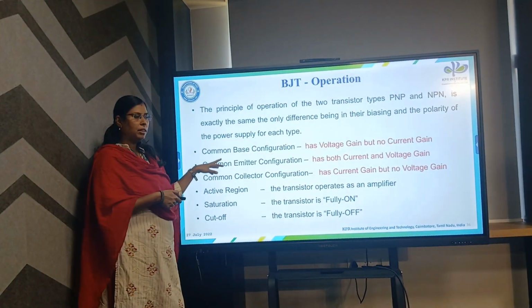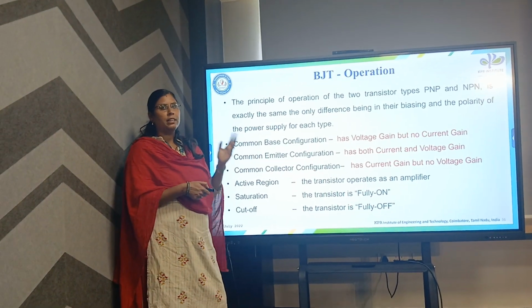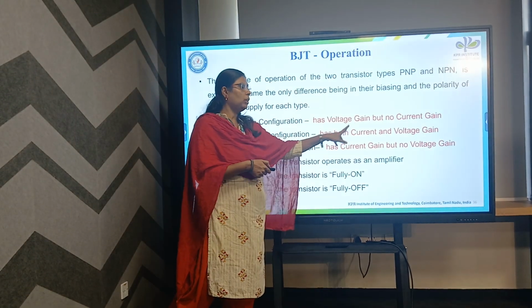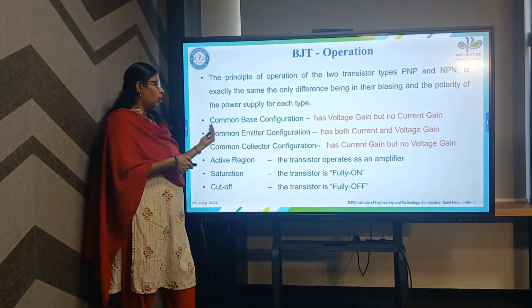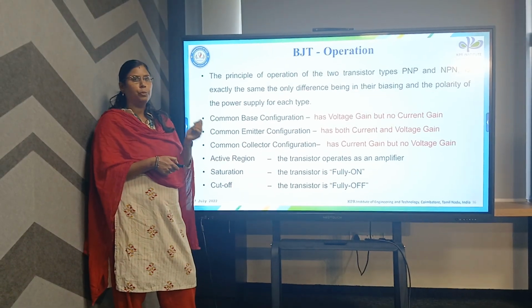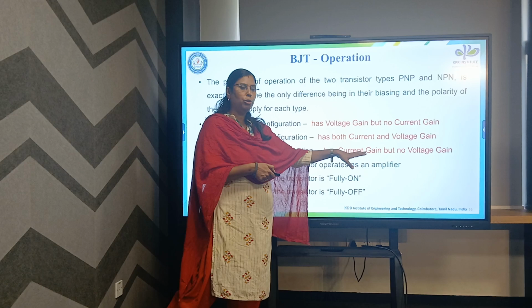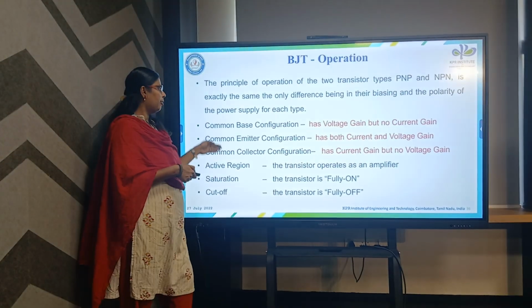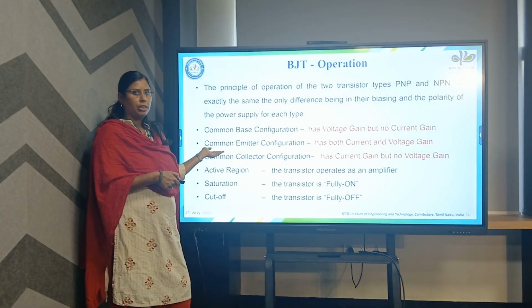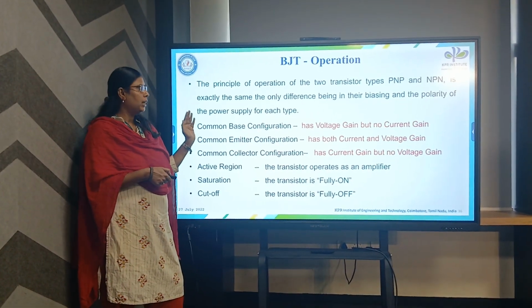In the common emitter configuration, the emitter will be common, that is grounded, and the base and collector are considered as input and output. In that case, we have both current and voltage gain. In common collector configuration, the collector will be grounded, the base is the input, and the emitter is the output. So it has current gain but no voltage gain. Of these three configurations, the most commonly used one is common emitter configuration.